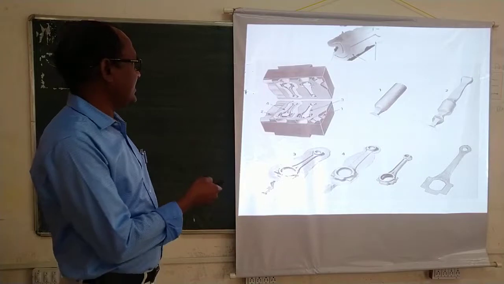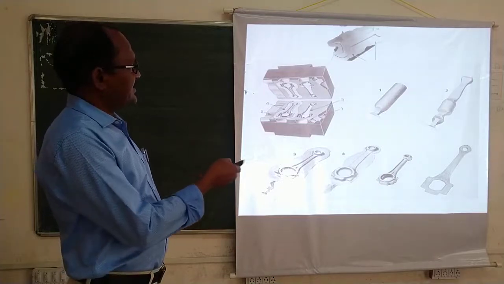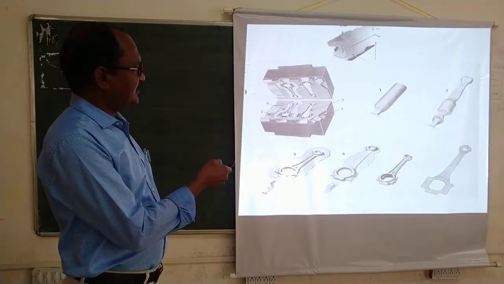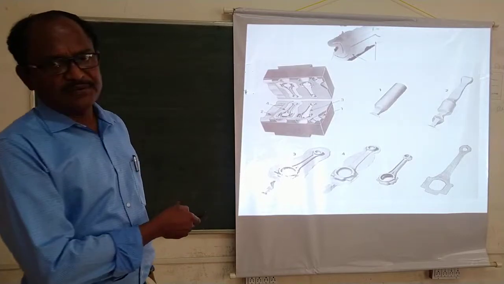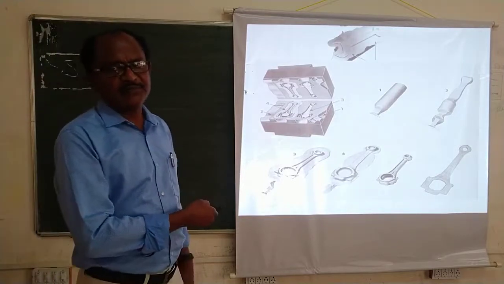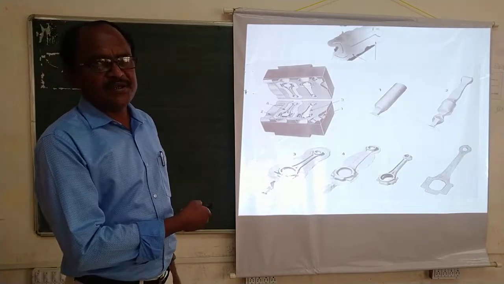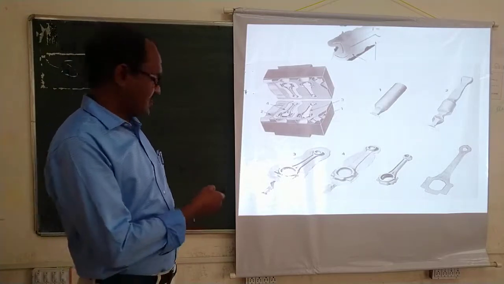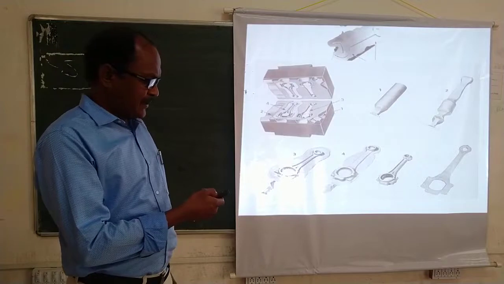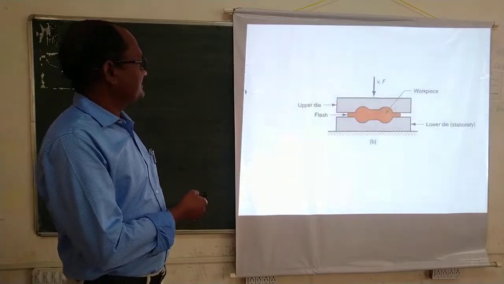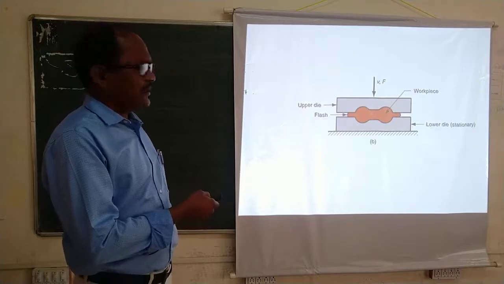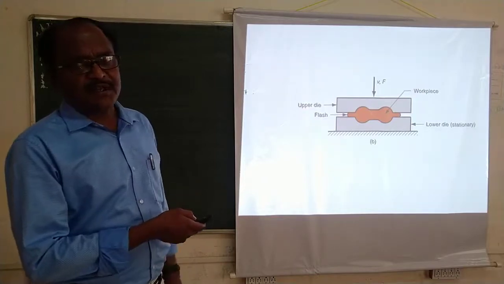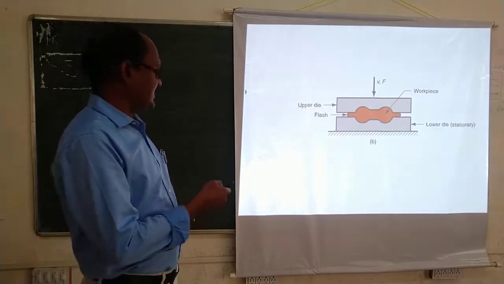So impressions are there, and such impression dies are also there. So how many dies are required? 1, 2, 3, 4, and at the last 5. 4 or 5 dies are required. So impressions are to be generated on the heated workpiece. That's why it is called an impression or closed die forging. Closed die means both the surfaces of the dies are closed, and this is the workpiece.